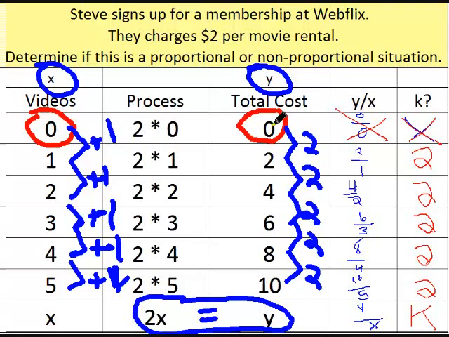What if this had been 0, 2, 4, 17, 104, 200,000? Would this still be a proportion? No, because it's not going up by the same amount every time. So that's a little something else just to kind of watch out for.